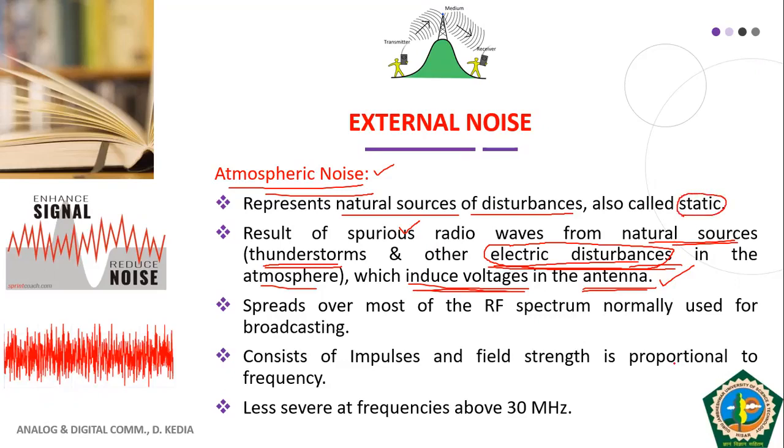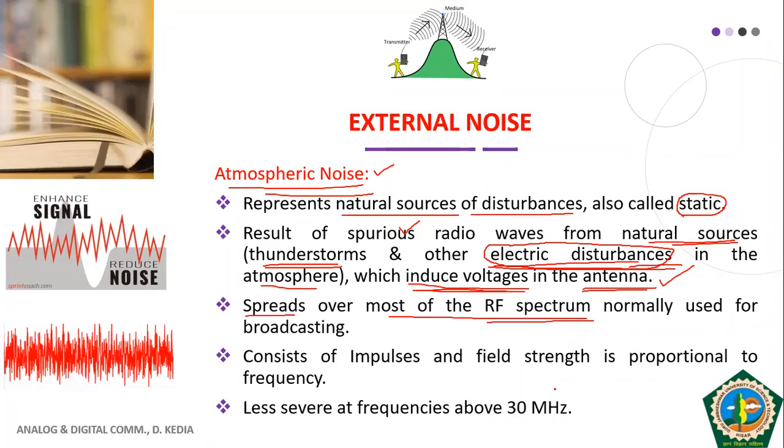Another thing is, as I told you in the introduction to noise, that bandwidth is a very important part of noise. This external noise is spread over most of the RF spectrum. RF means radio frequency spectrum. Whatever radio frequency spectrum we have, external noise is spread over the entire spectrum. It doesn't mean that it is limited to a certain range of frequency. It is present over the entire frequency range.